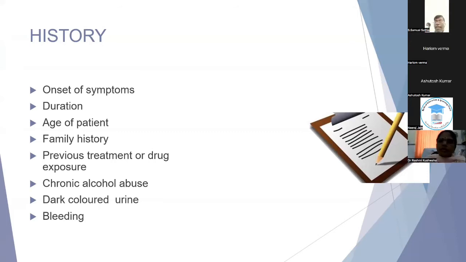So before going ahead with a bone marrow aspiration and biopsy, we have to take the history in detail. The history must include the onset of symptoms, the duration of the symptoms, the age of the patient, because many diseases have a predilection for a specific age group, whether there is any family history present or not, any previous treatment or drug exposure. Drug history is very important because certain drugs can cause specific changes in the marrow. History of chronic alcohol abuse, history of dark colored urine, especially if we are thinking about paroxysmal nocturnal hemoglobinuria, and history of any associated bleeding.